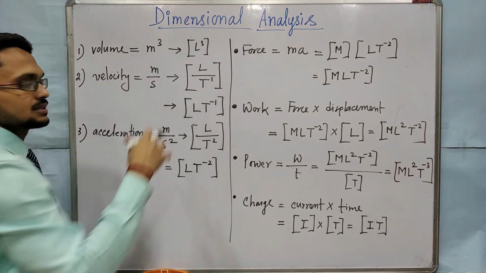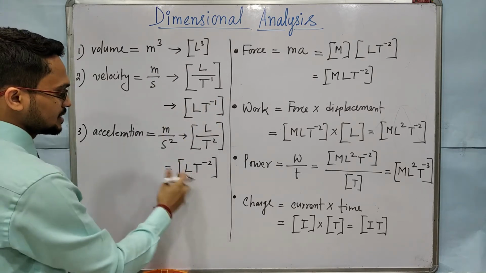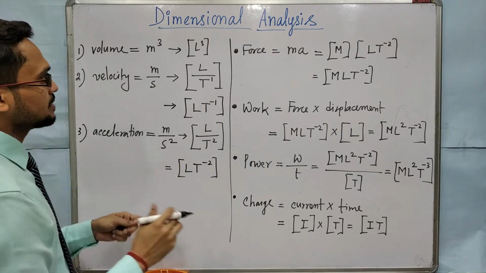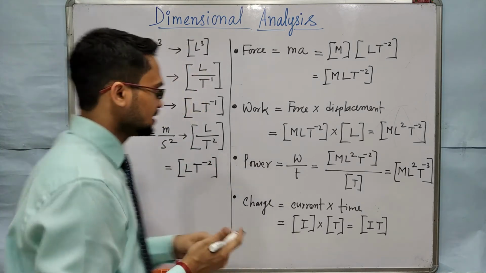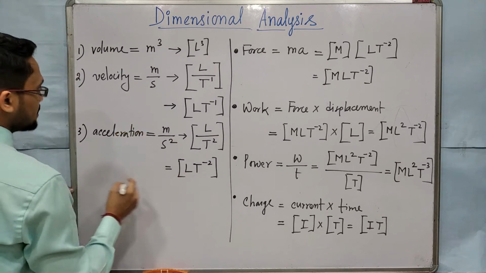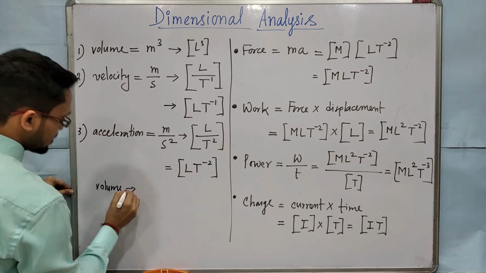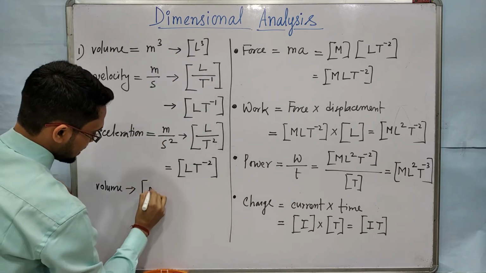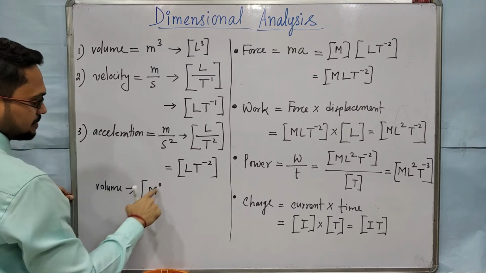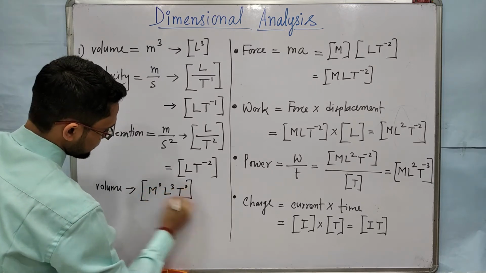Now look at these things. In this one there is no M, no T. In this there is no M. In this also there is no M. Whenever among M, L, T one quantity is missing, then you will write it properly, like volume. What are the missing terms? Mass and time. So you will write it properly like this: M0, missing term means power will be 0, L cube T 0. Okay.